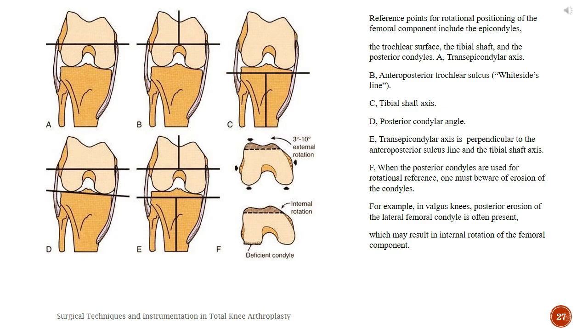F. When the posterior condyles are used for rotational reference, one must beware of erosion of the condyles. For example, in valgus knees, posterior erosion of the lateral femoral condyle is often present, which may result in internal rotation of the femoral component.